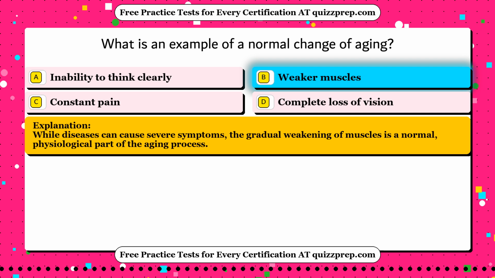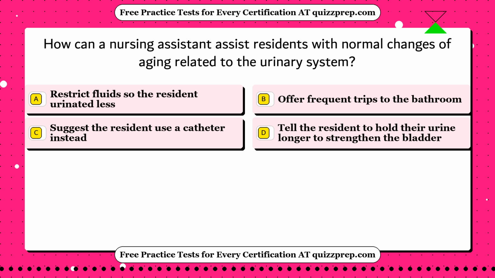Question 4. How can a nursing assistant assist residents with normal changes of aging related to the urinary system? Option A. Restrict fluids so the resident urinated less. Option B. Offer frequent trips to the bathroom. Option C. Suggest the resident use a catheter instead. Option D. Tell the resident to hold their urine longer to strengthen the bladder.